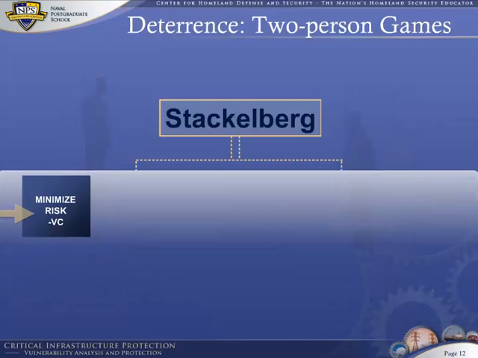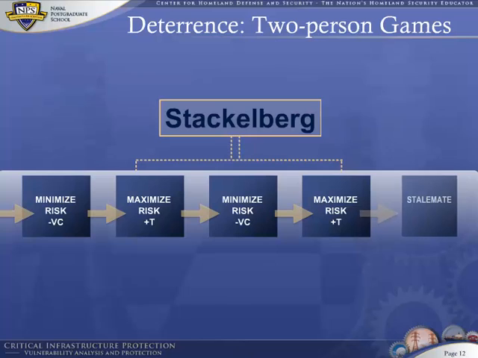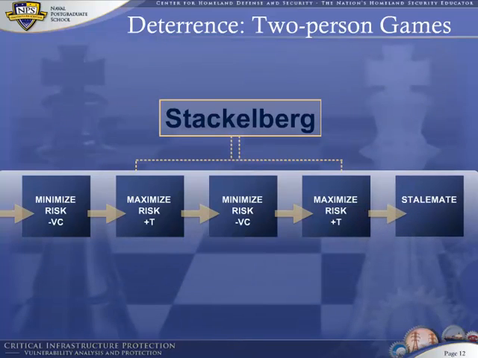First, the defender puts up defenses to minimize risk. Then the attacker probes the defense to find weaknesses and maximize risk. This process of defender-attacker moves repeats until a stalemate is reached. This stalemate is called the Nash Equilibrium, after the famous mathematician John Nash.